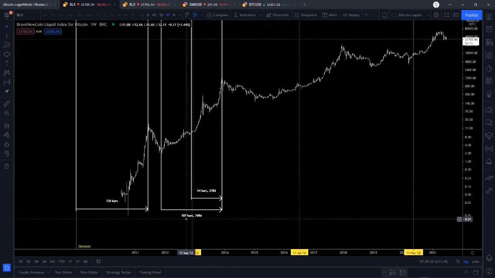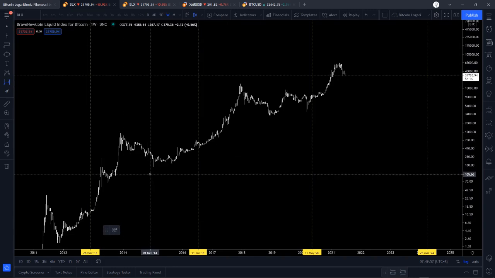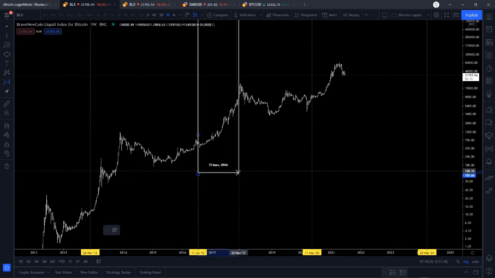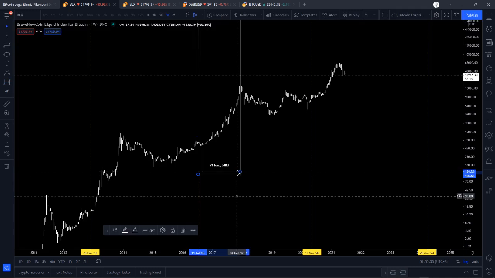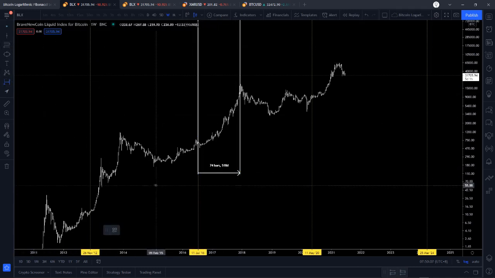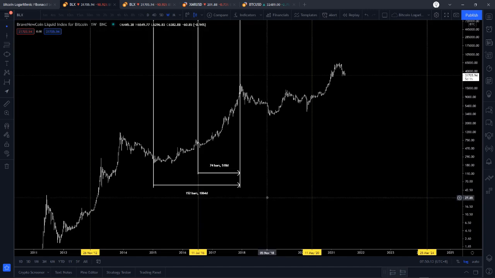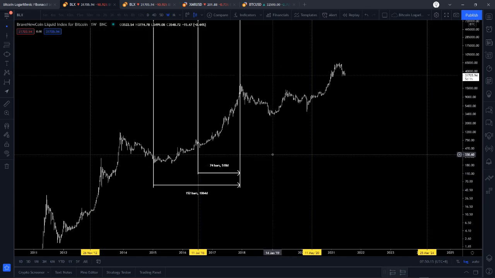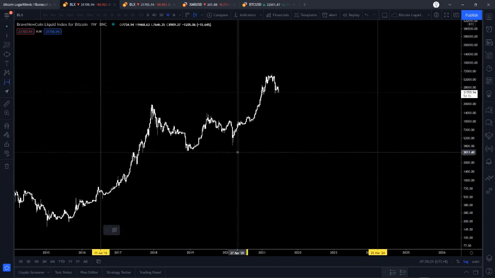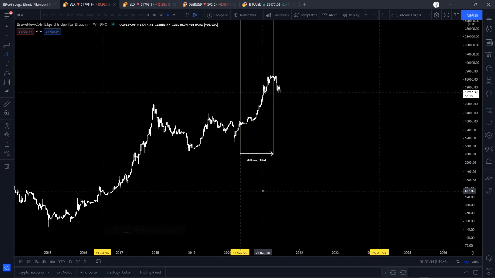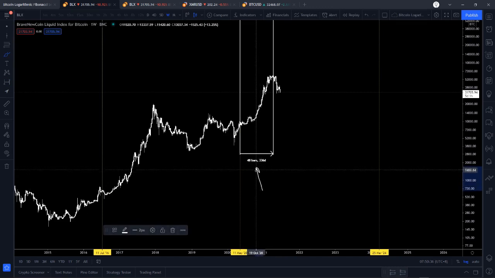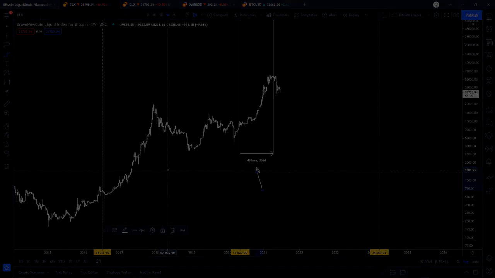Or you could say it was 100 weeks or 110 weeks from the bottom. If we now measure the length of the 2017 bull run from the halving in 2016, we can see that the top was about 75 weeks, and as measured from the very bottom, it was 152 weeks, about 1,000 days. Now if we measure this cycle from the halving, this cycle would only have lasted 48 weeks. It would have been the smallest as measured from the halving.